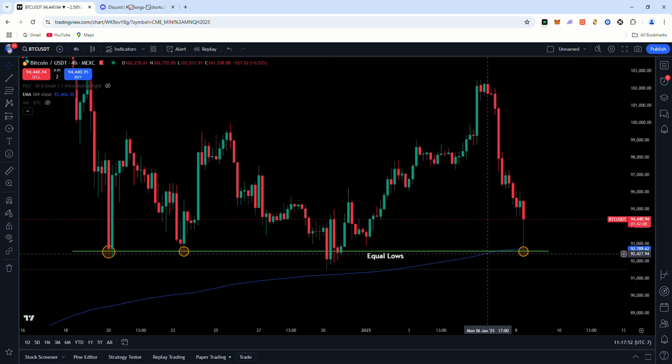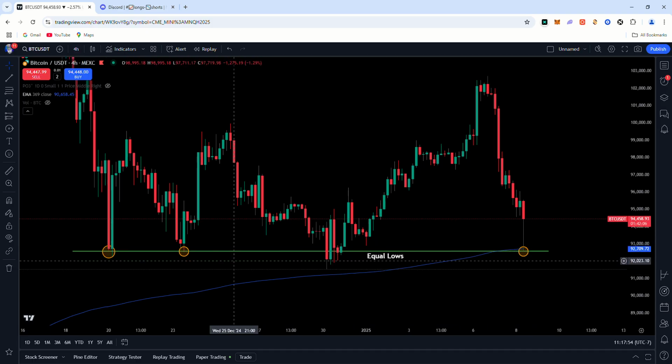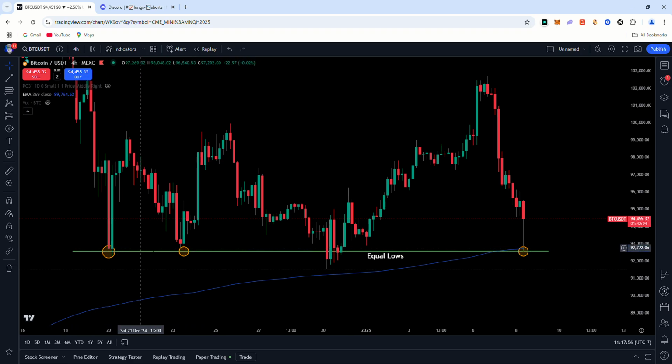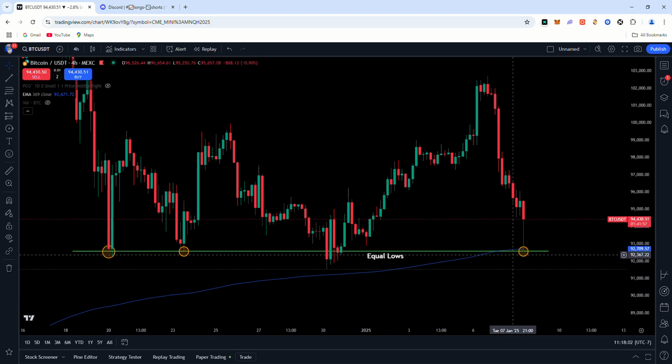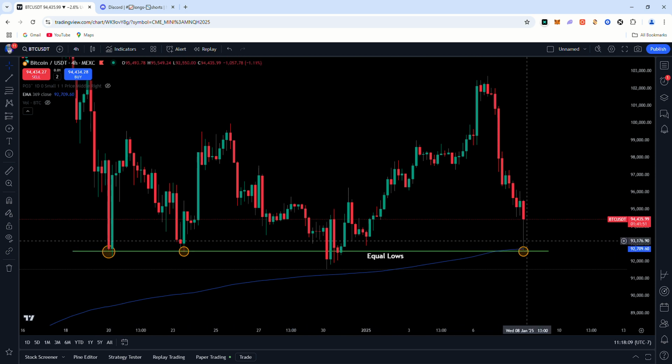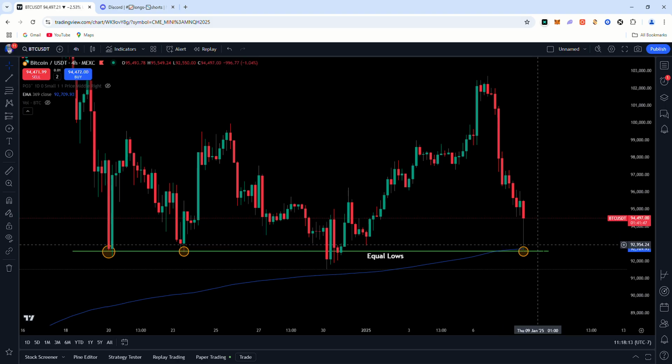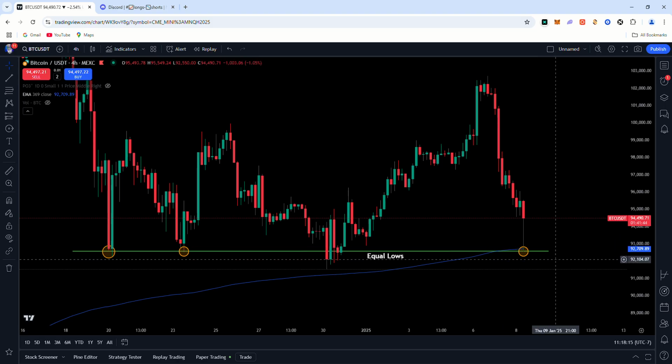But the point is, at the equal lows, you will see multiple points of contact. Now, we do use multiple confluences, right? We're using the 369-day EMA plus the equal lows at the same time. So if we can see both, that's even better, right? That's more of a signal to take the trade. That gives us more confidence to take that trade. It's as simple as that.